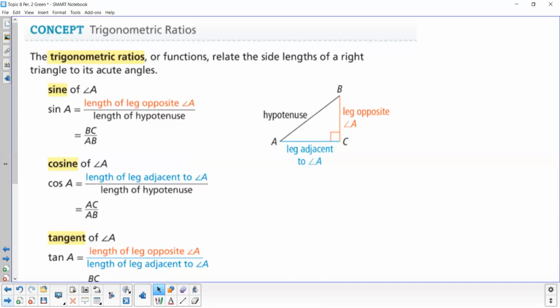Take a crazy wild guess what TOA stands for. Tangent equals opposite over adjacent. Tan of theta equals opposite over adjacent.